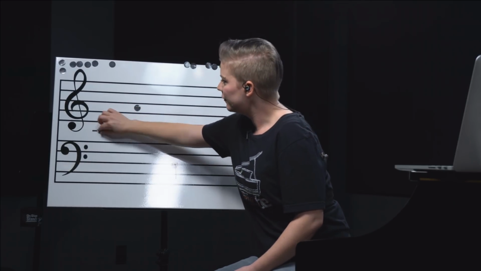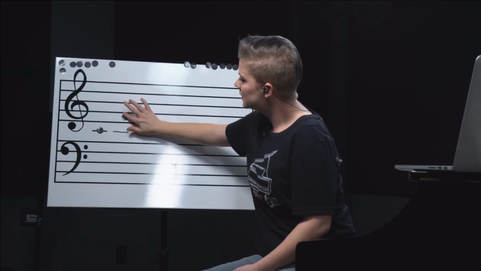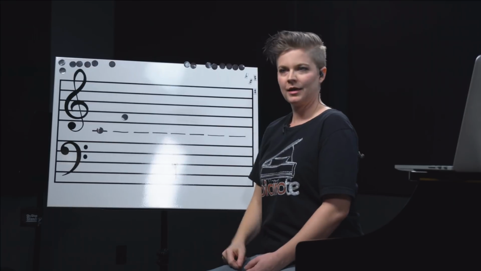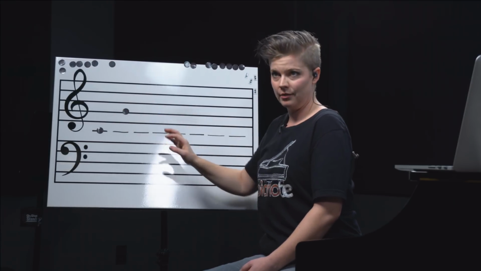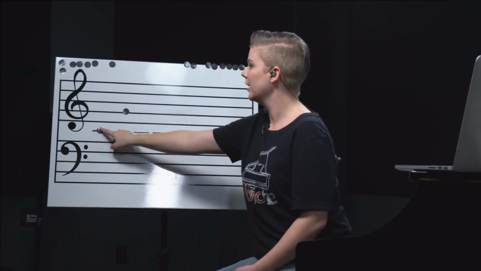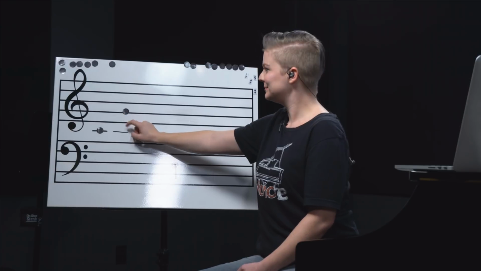So let's make our 4th. So the 4th has to be different. It's going to be a line and a space. Here's our 4th. Okay, now our 5th is, again, just like the 3rd, a line and a line or a space and a space. And we'll count them. We'll go 1, 2, 3, 4, 5. And that's how we know it's a 5th.